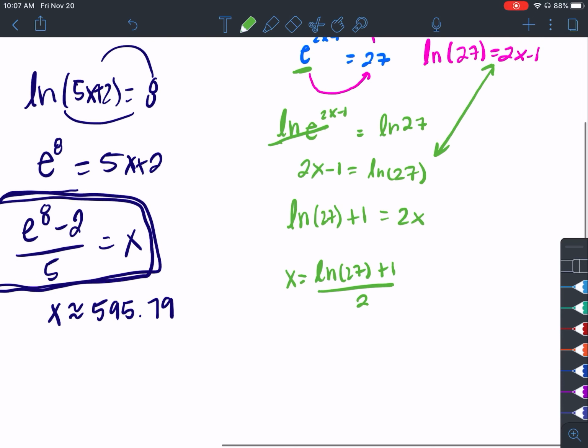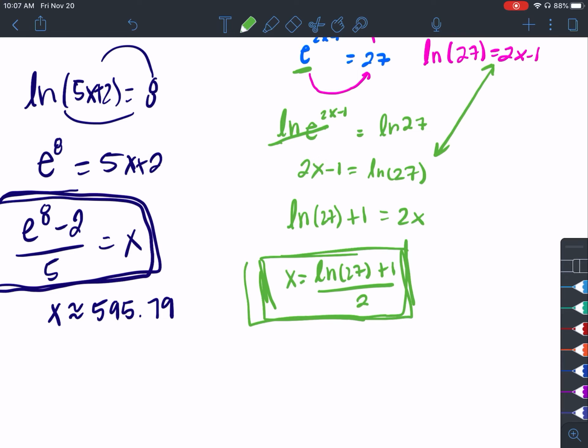Very similarly to this one, oftentimes you'll actually just leave your answer like this. We don't know what the ln of 27 is off the top of our head, so we can leave it like this. However, if you were asked for an application or all equivalent expressions, you might want to actually try this one out. And you get the ln of 27 plus 1 divided by 2, and that's approximately 2.15. So you'll see when I approximate, I typically give just about 2 decimal points. But there you have it.